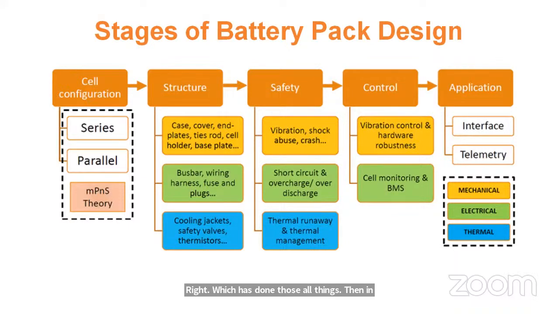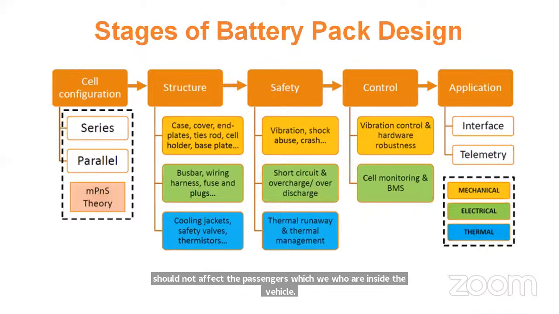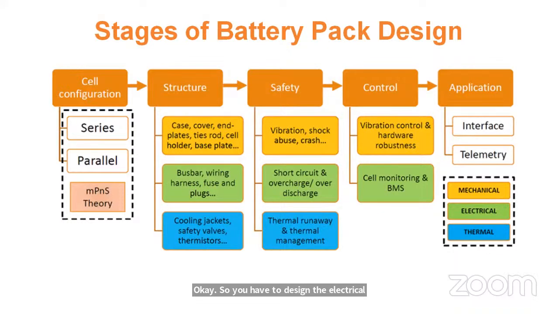Then again on the electrical side, some safety requirements should be there, like short circuit. Short circuits should never ever happen. And if by chance any short circuit happens, then it should not affect the passengers who are inside the vehicle. So you have to design the electrical system in such a way that a short circuit cannot happen. And if a short circuit happens, then immediately it should recognize the short circuit, and it should cut off the battery from the rest of the vehicle.